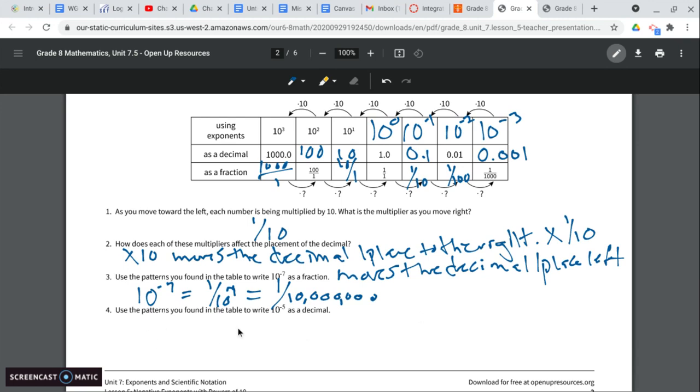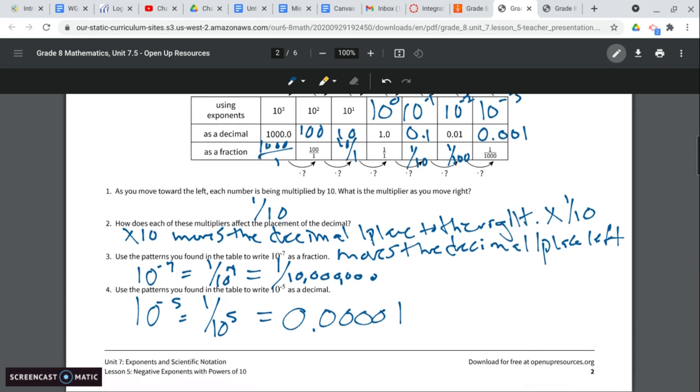All right, use the patterns you found in the table to write 10 to the negative 5th as a decimal. 10 to the negative 5th is the same thing as 1 over 10 to the positive 5th, which means we are going to have 4 zeros. So we'd have 0.1, 2, 3, 4, and 1. So there would be our decimal. It'd be 5 places after the decimal where the 1 would go: 1, 2, 3, 4, and 5.